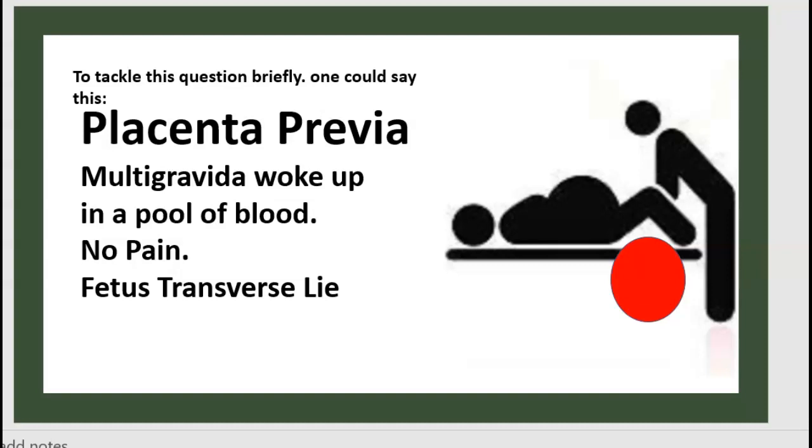The fetus presentation is transverse line. 3 characteristic points: multigravida woman, pool of blood, no pain, presentation is transverse.